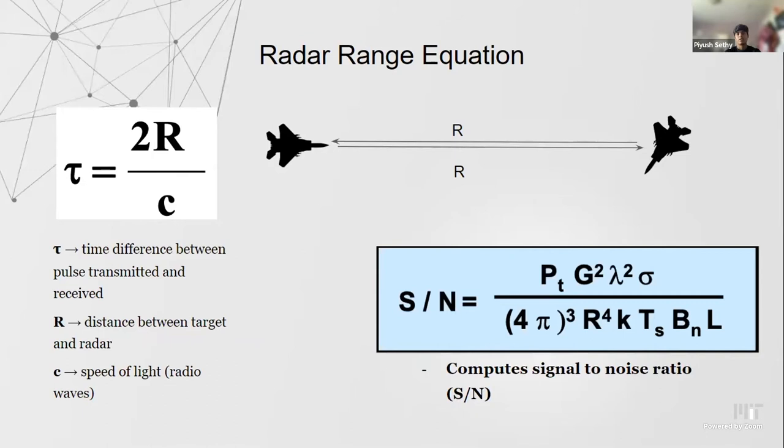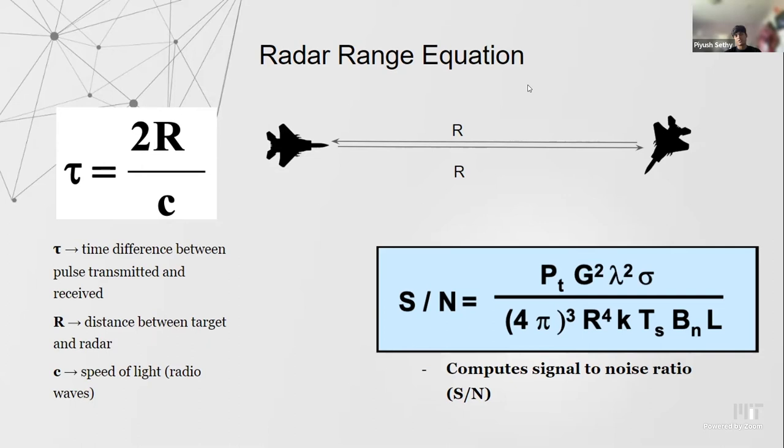Two of the main equations that we used throughout the program were the time and distance equation and the signal to noise ratio. The equation on the top left is basically distance over speed. The radar transmits a radio wave that travels the distance R to the target, and then it comes back the same distance R to the radar. So in total, it travels a distance of 2R, and the speed at which it travels is C, the speed of light. When you divide the total distance over speed, you get the time difference between the pulse transmitted and received. And the equation on the bottom right computes the signal to noise ratio, which is basically telling us how strong the signal is.